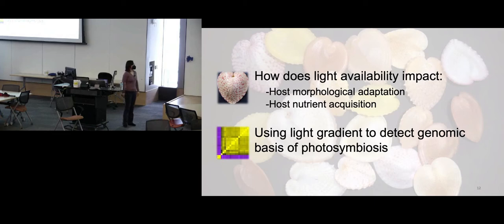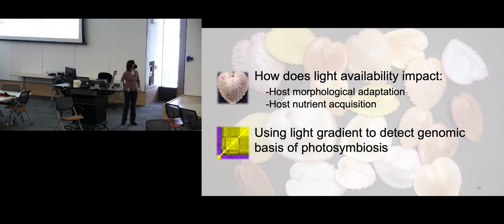We can also ask the question about how this different light availability impacts the nutrient acquisition within the symbiosis, which is the core essence of the symbiosis, right? It's a nutrient exchange. But if you don't get enough light or you get too much light, how does that impact your nutrient acquisition? So first, I'm going to tell some stories about that. And then in the next part of the talk, I'm going to talk a little bit about how we take advantage of this habitat variation and use that to help us understand some of the genomic basis of photosymbiosis.